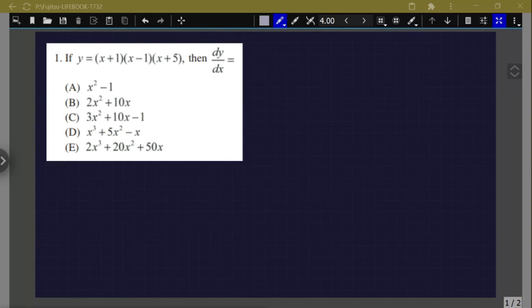So let's see how we can solve this problem. Right away you can see that there are probably two main ways in which you can go about it, but you know what, let's do it both ways just in case you might not remember the product rule. So the first way we're going to do it is using the expansion instead of the product rule. Okay, so let's see here.